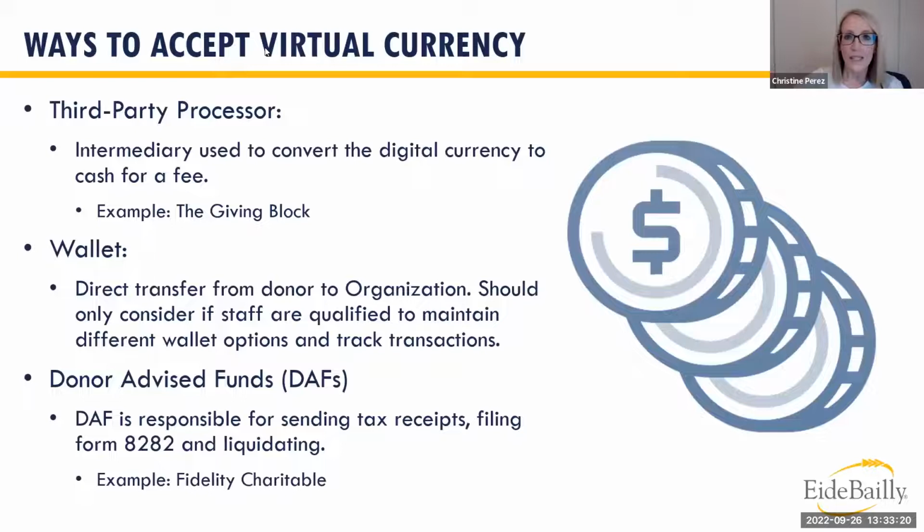So this is a quick slide that shows how we actually go about accepting virtual currency. With respect to the ways that you can accept virtual currency or those digital assets, a lot of times we're seeing the transactions occur through the use of a third-party processor. So an organization can utilize a third-party service or vendor. That vendor will accept the currency on behalf of the organization. They would then convert the donation to cash and remit the donation or the cash back to the organization net of fees. The example here is the Giving Block.